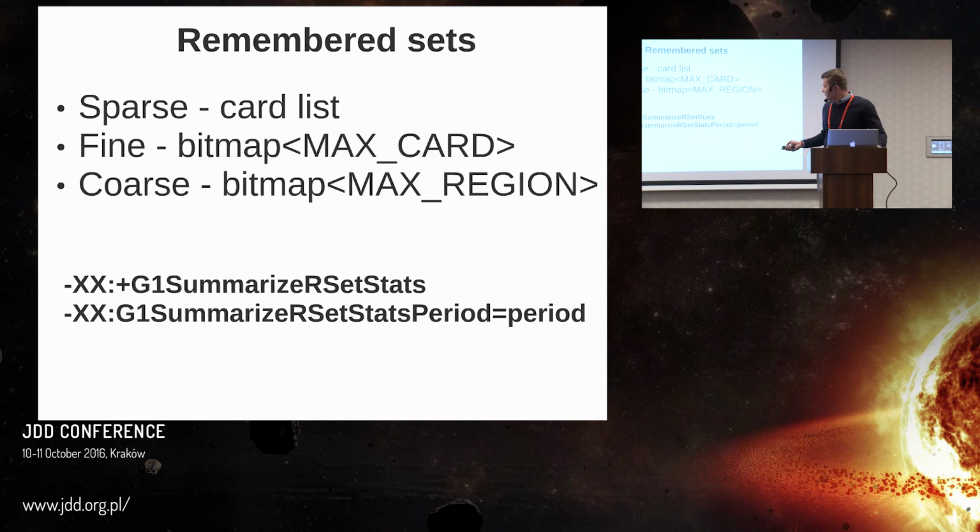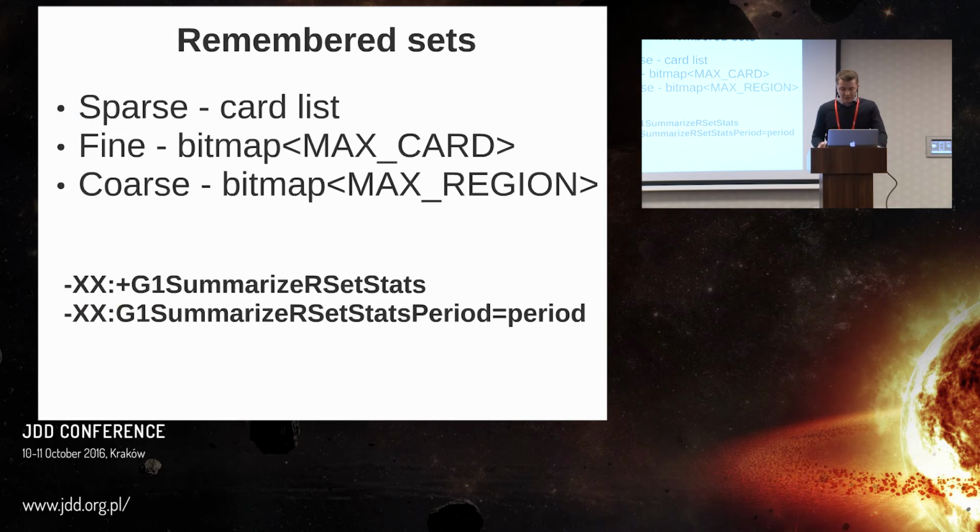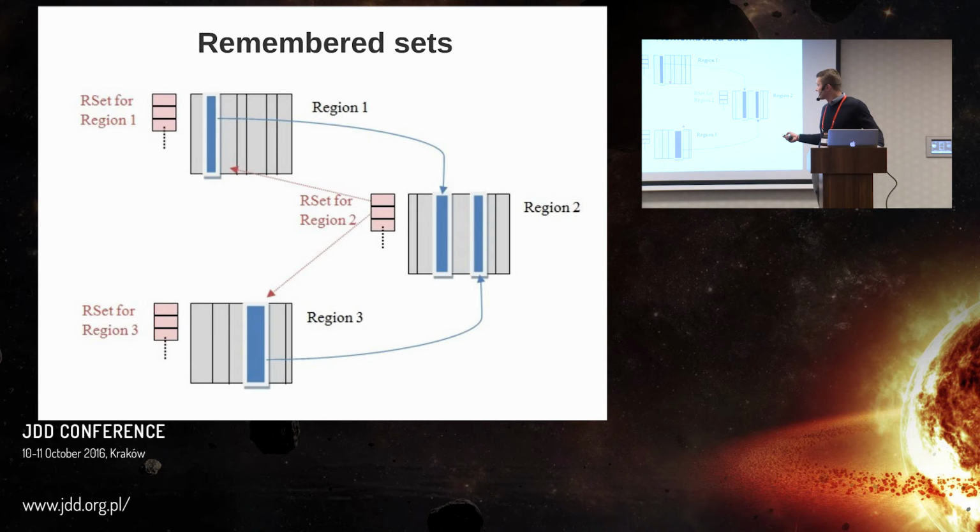Those remembered sets can have 3 different kinds of granularity. First is sparse. At this granularity level, we'll have information that something from this particular card is referencing objects in our region. So in this case, we have the first level of granularity, just 2 cards are referencing something. And this is the best granularity for performance, because we'll need to just traverse those 2 cards to perform the collection. The next level, which is fine, will replace the cards with a bitmap for the whole region.